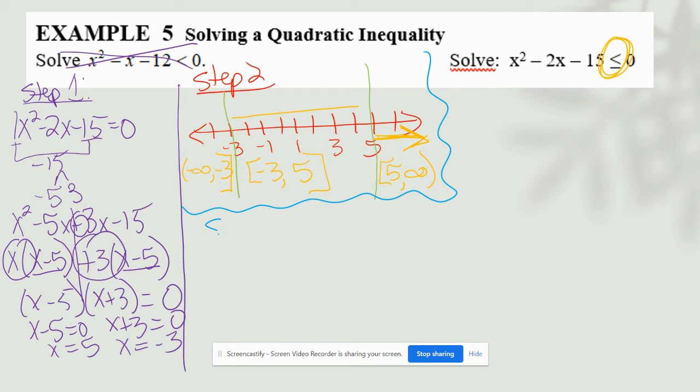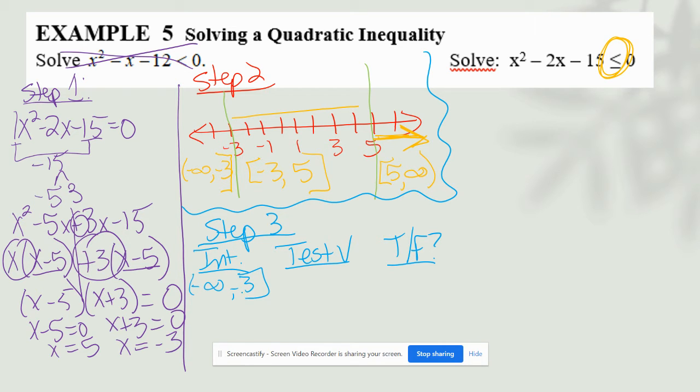And that's where we set up our testing. So we have our interval, our test value, and then true or false. We start with the negative infinity to negative 3. Again, anything you want to plug in is fine. I'm going to go ahead and plug in negative 4.